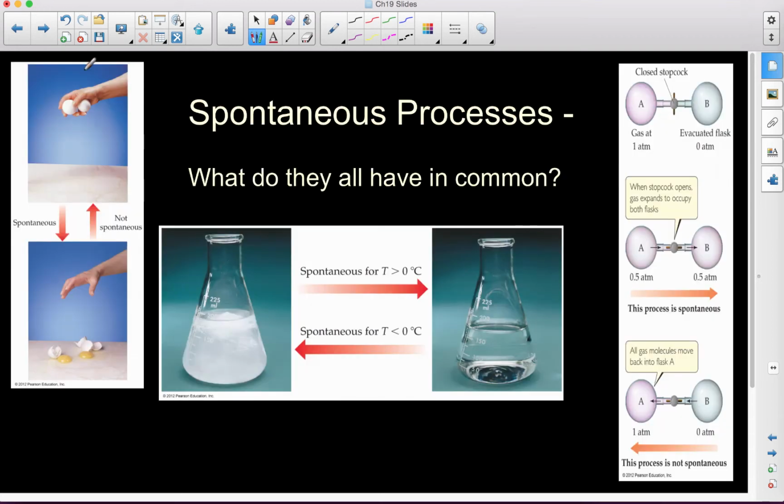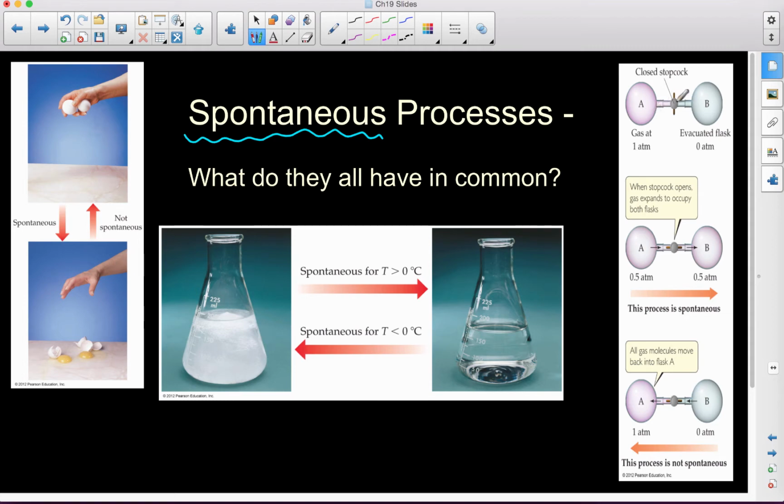All right, moving along, let's talk about spontaneous processes. We all know what spontaneous means, right? Happening without outside assistance. So if we look here, we all intuitively understand that if we open our hand, this is going to happen. This, not going to happen, all right?